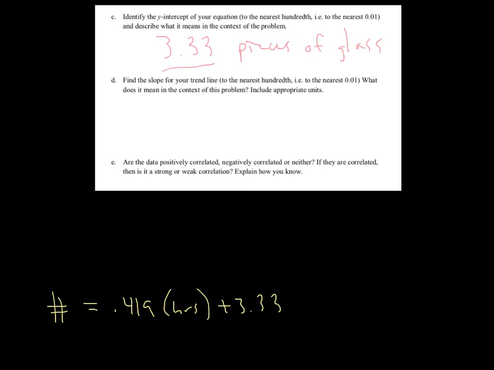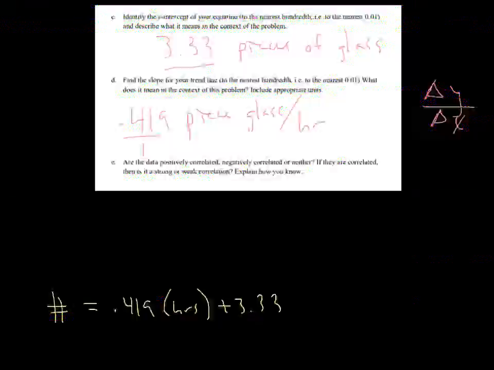All right, find the slope for your trend line to the nearest hundredth. The slope then, right here, is going to be 0.419, and that's pieces of glass per hour. Because remember, we're talking about change in rise over change in run, Y over X, where Y is glass and X is hours. So that's 0.419 over 1, technically, pieces of glass per hour.